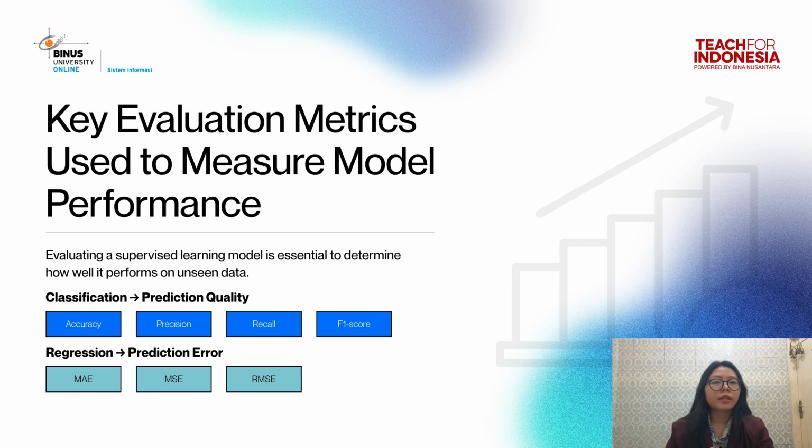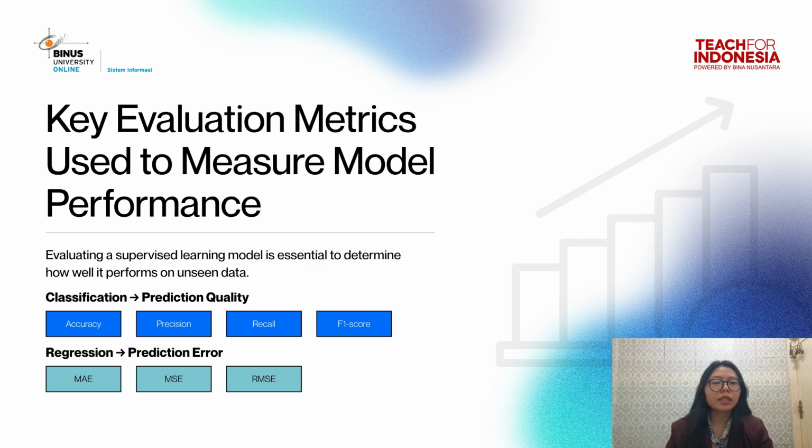Therefore, to gain deeper insight into model performance, we often use precision and recall. Precision measures how many of the intents predicted as positive are actually correct, while recall measures how many of the actual positive intents are successfully identified by the model.